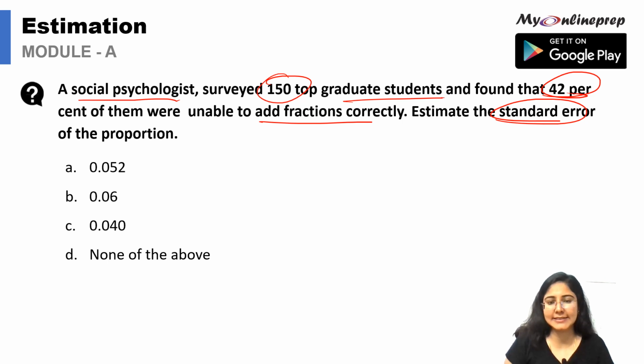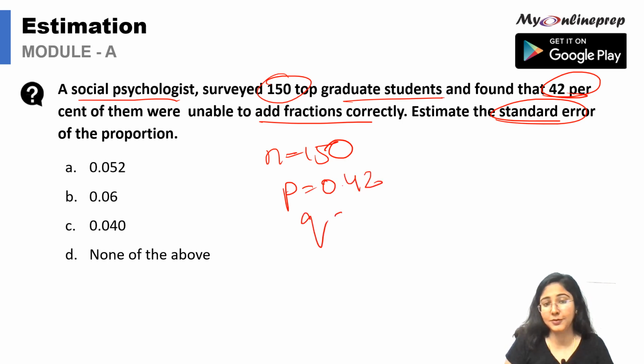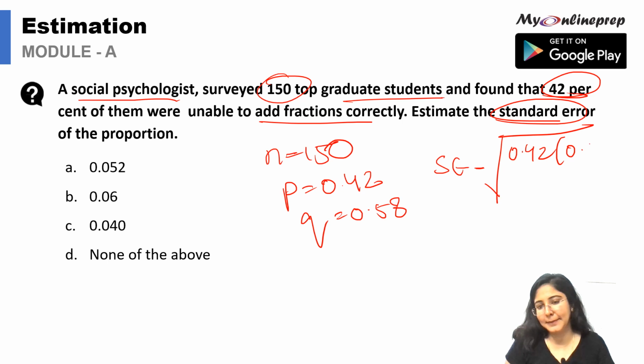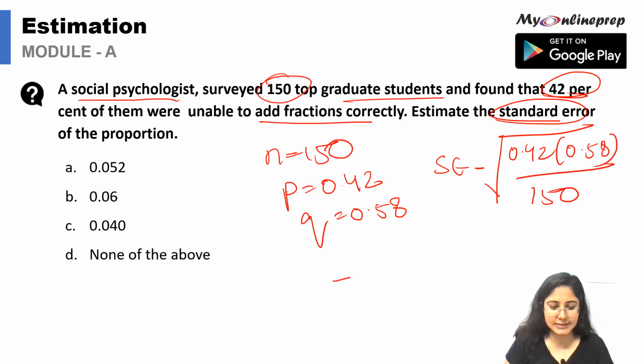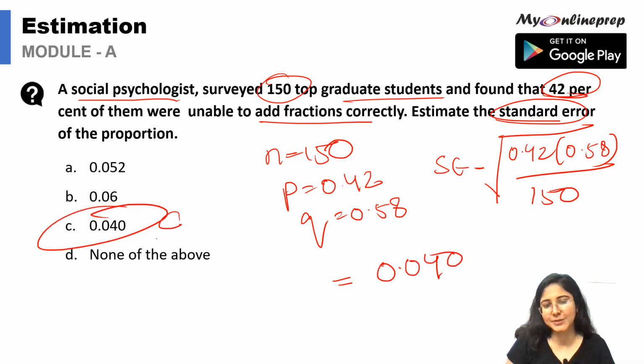A social psychologist surveyed 150 top graduates and found that 42% of them were unable to add fractions correctly. We have to find the standard error for the same. So n is given to us as 150. We have proportion, that is probability P, as 0.42. So Q for the same would be 0.58. The standard error would be equal to the square root of P, that is 0.42, multiplied by 0.58, divided by n, which is 150. After solving this, we will get 0.040, which means option C is correct.